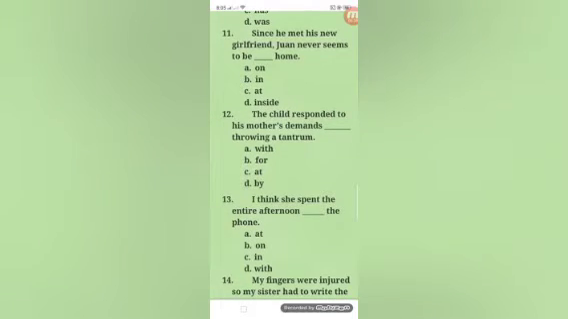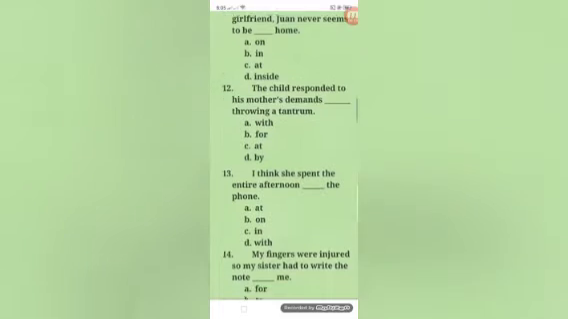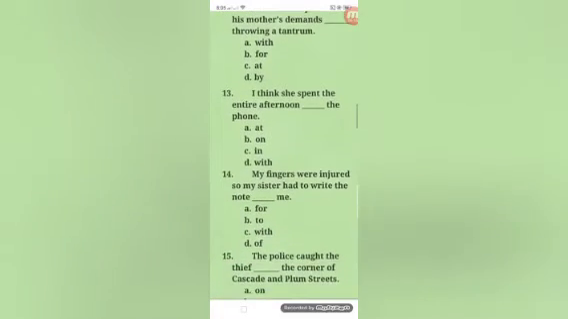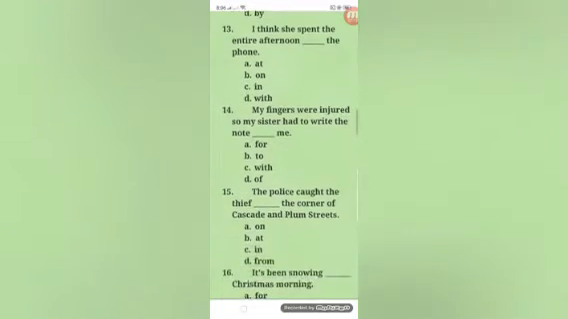Anyway, so here, when the expression or the word is home, we always say like at home. So here letter C, number 11. Next one, number 12. The child responded to his mother's demands by throwing a tantrum. Next, number 13. I think she spent the entire afternoon blank the phone. The phrase on the phone, based on the grammar book that I have, it's on. So I think she spent the entire afternoon on the phone.